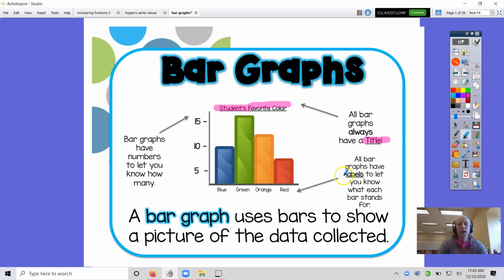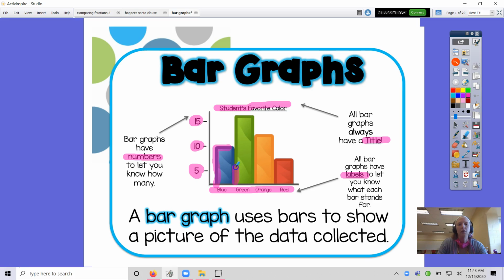All bar graphs have to have labels. In this case, our labels are blue, green, orange, red. Bar graphs also have numbers to tell you how many. In our case, they are counting by fives: 5, 10, 15.